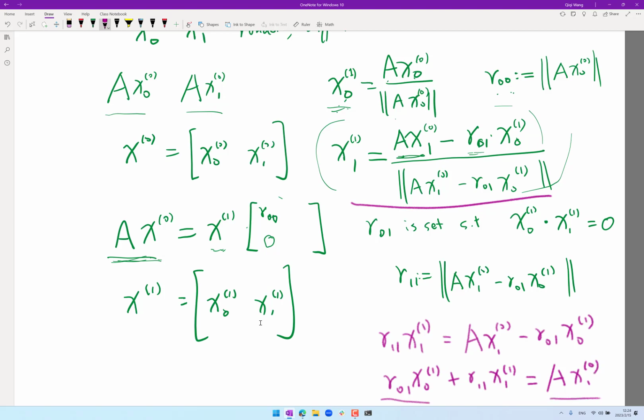And therefore, the second column of the right-hand side has to be this, which if I fill it, is going to be R01 and R11. Make sense? I mean, this is just the algebra.